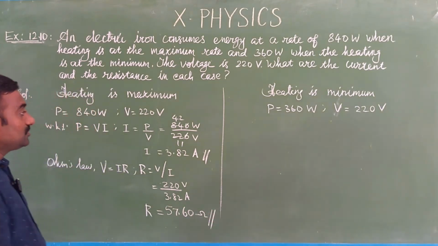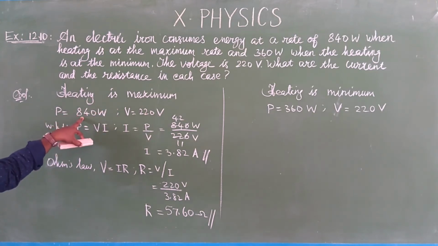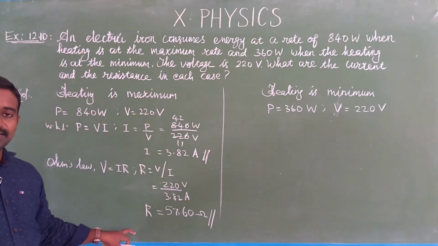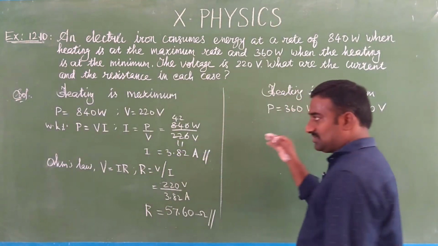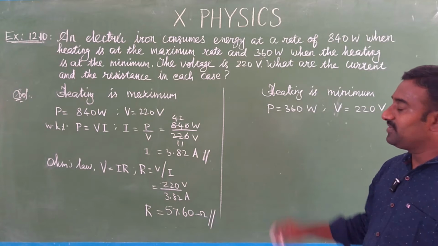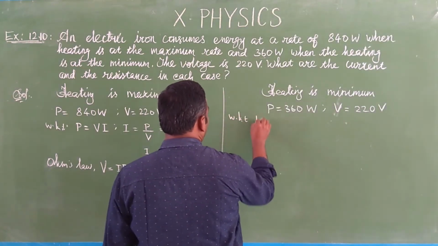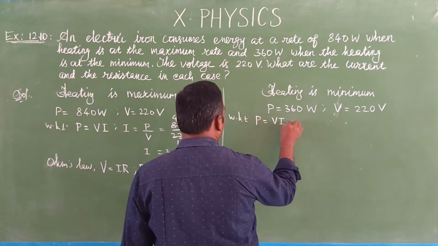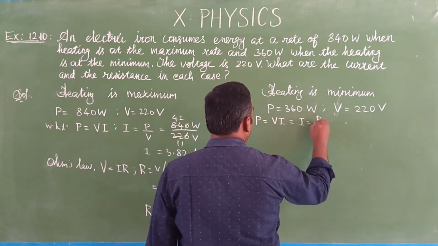So the heating is maximum for the power of 840 watts. We found the current and the resistance. Next one, heating is minimum. For this case, the same method, the same formula we are going to use. We know that power is the product of potential and current. So I is equal to P by V.